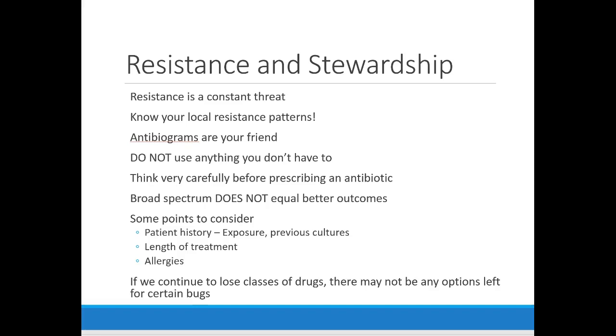Allergies is always something that throws a monkey wrench in infectious disease. And sometimes people are allergic to everything except for the most broad spectrum option on the planet, like a carbapenem, like imipenem.